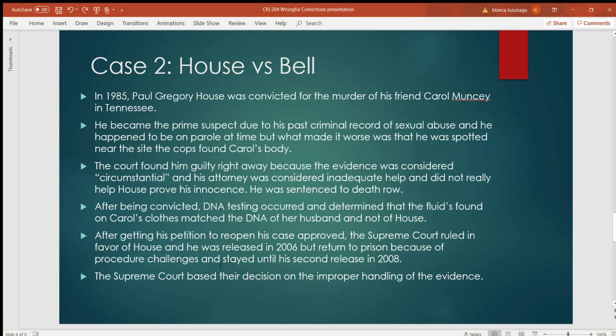After getting his petition to reopen his case approved, the Supreme Court ruled in favor of House, and he was released in 2006, but returned to prison because of procedural challenges and stayed until his second release in 2008. The Supreme Court based their decision on the improper handling of the evidence at the time.